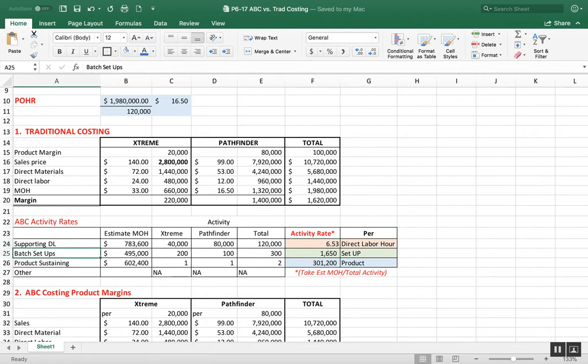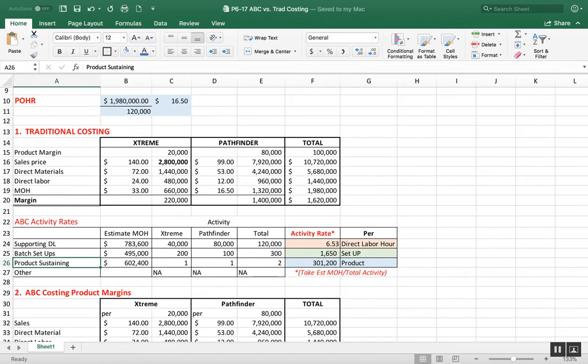Okay, so then batch setup. For every time I do a batch setup, it's actually going to cost me $1,650. If you can imagine that there are 2 different kinds of machines that are used for each of the different types of boots. So every time I change that, then I've got to incur this cost here. So how did I find that $16.50? Again, I took the total estimated manufacturing overhead, divided it by the total. Bam, there you go.